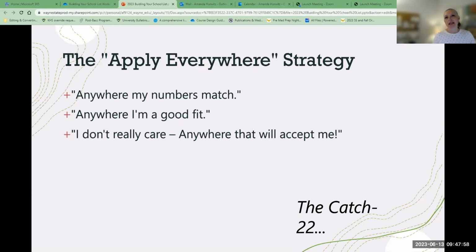And we can understand that, right? Because this is a competitive process. You want to increase your odds, and it seems like just increasing the number of schools you apply to is going to increase your odds. But there's a catch-22 to this Apply Everywhere strategy.